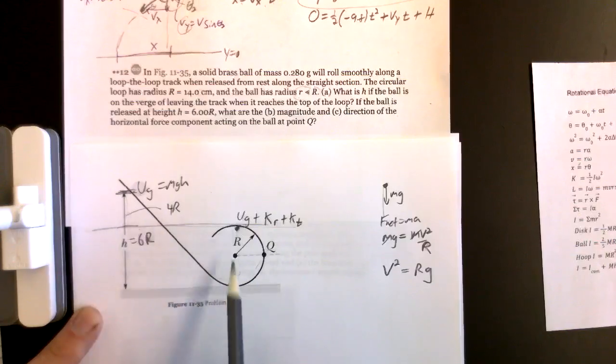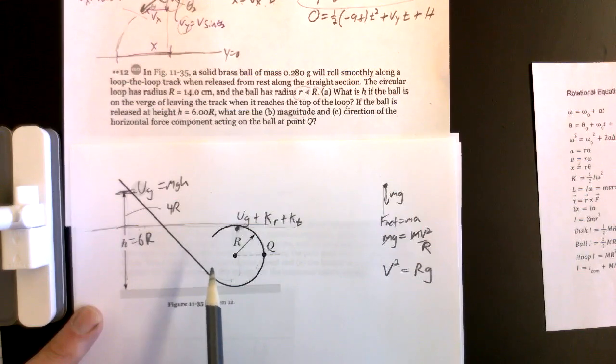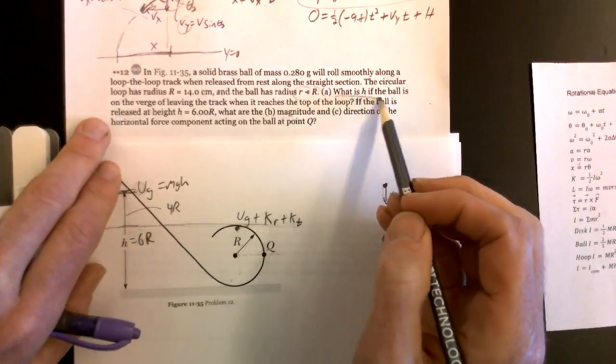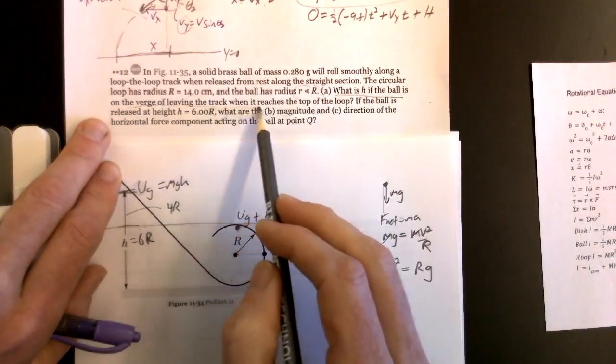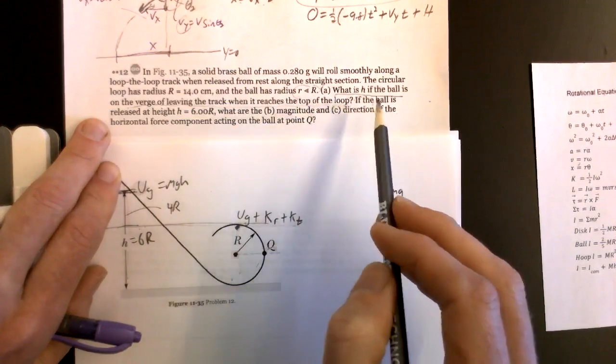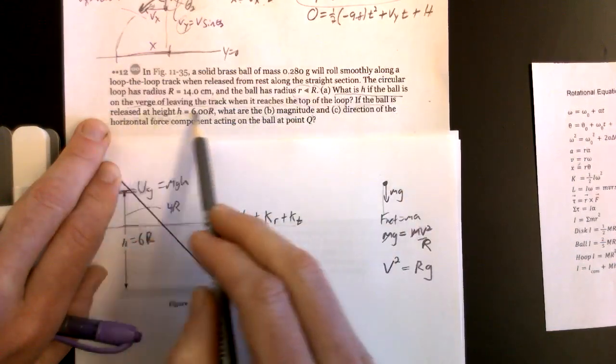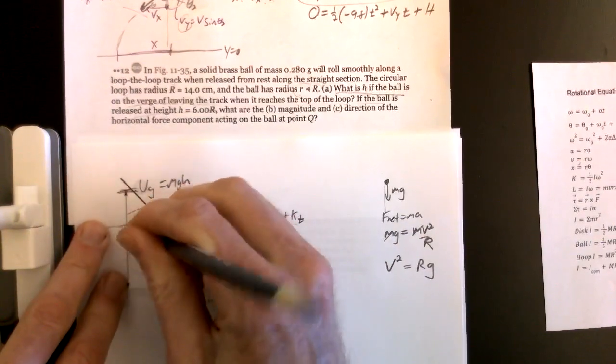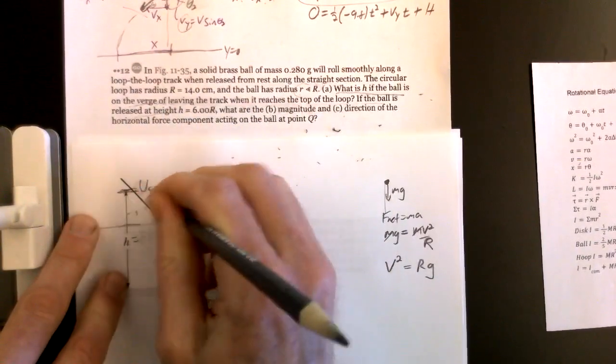It doesn't really look proportional, I guess. Oh, wait a minute. No, this is totally wrong. Sorry, going back to the problem here. What is h if the ball is on the verge of leaving the track when it reaches the top of the loop? And then the next problem says if the ball is released at a height of h equals 6r. Okay, that's the next problem, so never mind about what I just said.